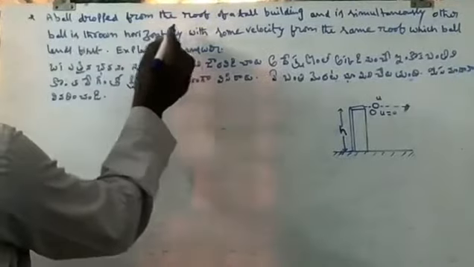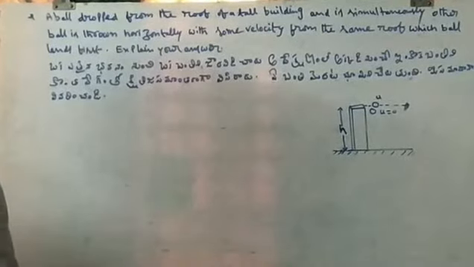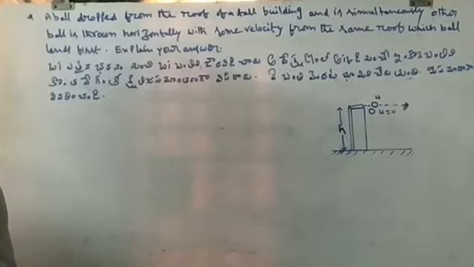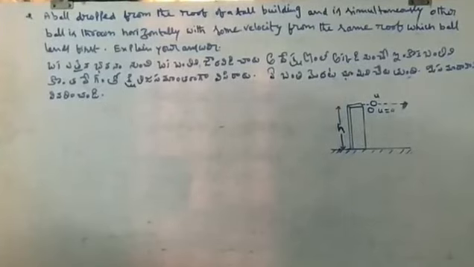A ball is dropped from the roof of a tall building and simultaneously another ball is thrown horizontally with some velocity from the same roof. Which ball lands first? Explain your answer.